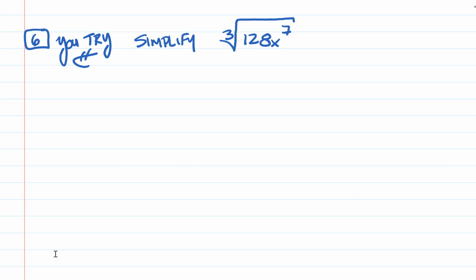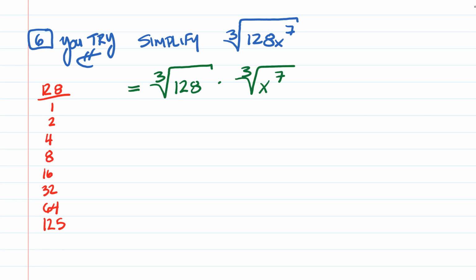Okay, right now try your best to break down and simplify the cube root of 128x to the 7th. Okay, let me walk you through this one again. We're going to start by separating the numbers and the variables. So I've got the cube root of 128 times the cube root of x to the 7th. Let's find the largest perfect cube from this list of all factors of 128. Hopefully you realize it's the number 64, because that's 4 to the 3rd.